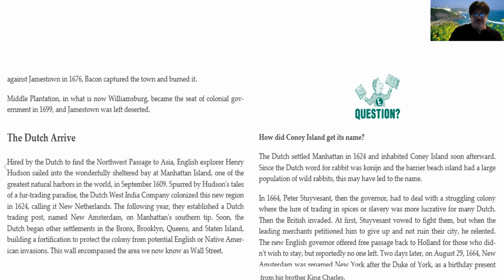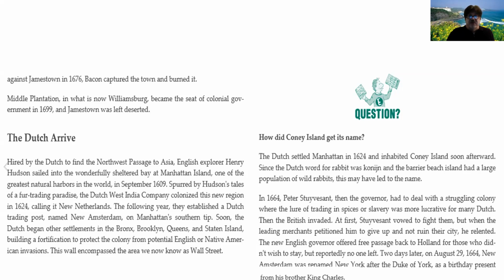And then you get into the fun fact here, the end of our reading for the day. The Dutch settled Manhattan in 1624 and inhabited Coney Island soon afterward. Since the Dutch word for rabbit was konijn, and the barrier beach island had a large population of wild rabbits, this may have led to the name.